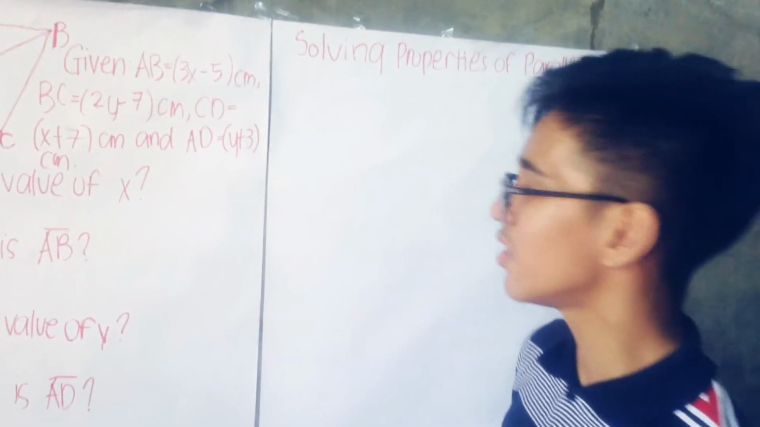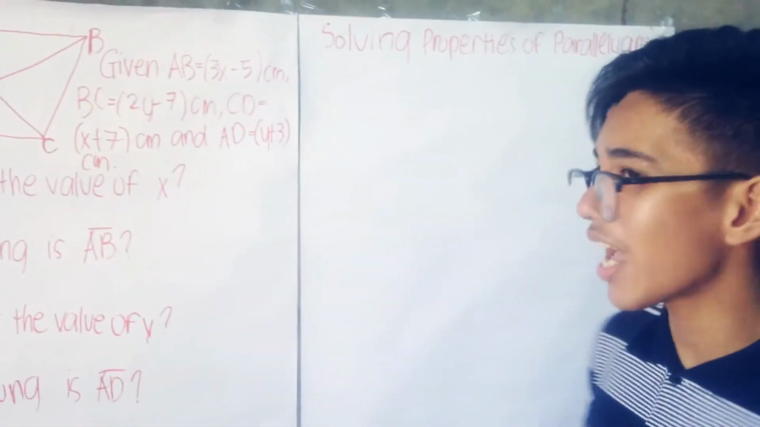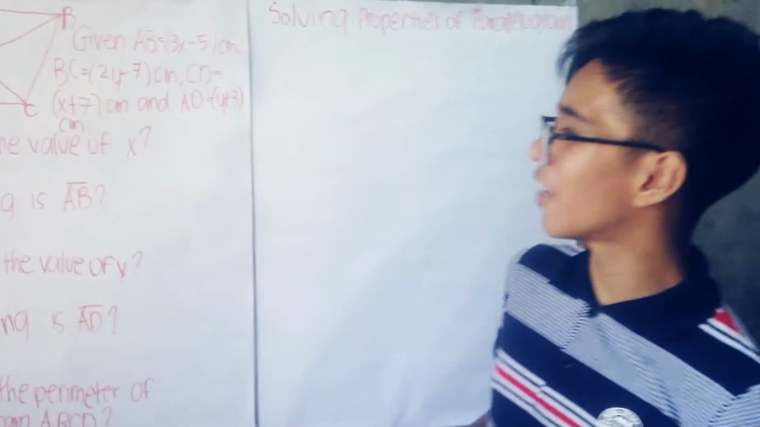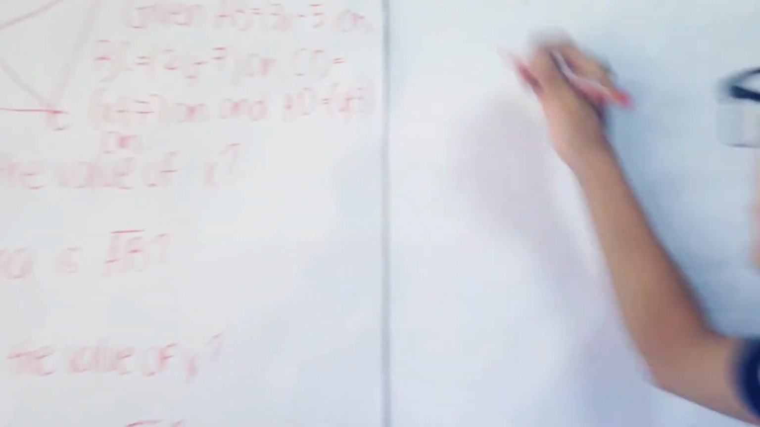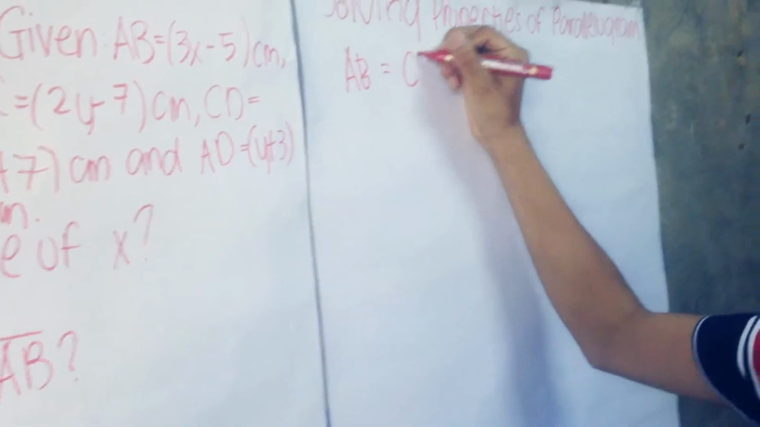To get the value of x, you need to solve using the value of AB and CD. Why, you might ask? Because AB and CD are congruent to each other. So now I'm going to show you how to solve for the value of x. We're going to need the value of AB is equal to the value of CD.